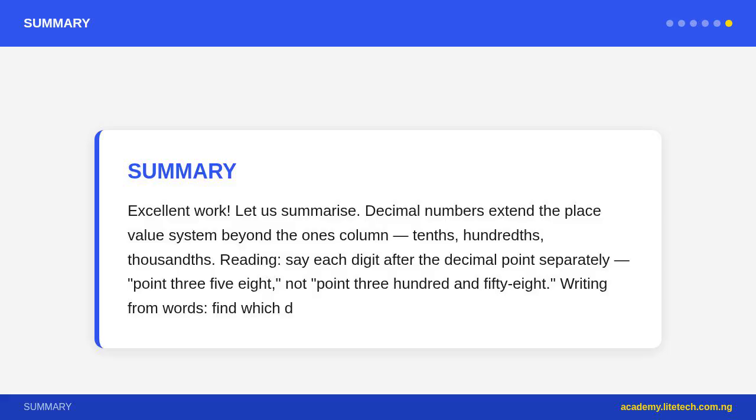Excellent work. Let us summarize. Decimal numbers extend the place value system beyond the ones column: tenths, hundredths, thousandths. Reading, say each digit after the decimal point separately, 0.358 is zero point three five eight. Writing from words, find which decimal place is specified, use zeros as placeholders. Convert fractions to decimals by dividing or by adjusting the denominator to a power of 10. Convert decimals to fractions by writing digits over the correct power of 10 and simplifying. Ordering, align at the decimal point, compare from left to right, add trailing zeros to help.